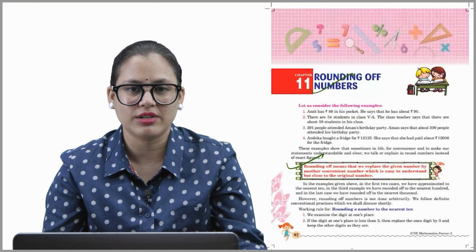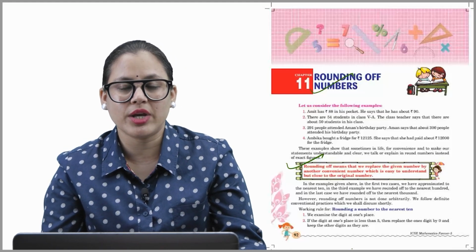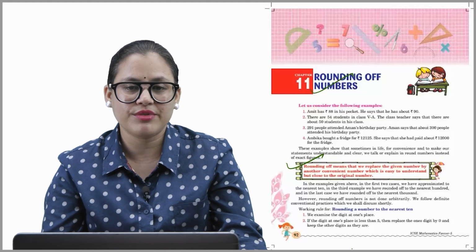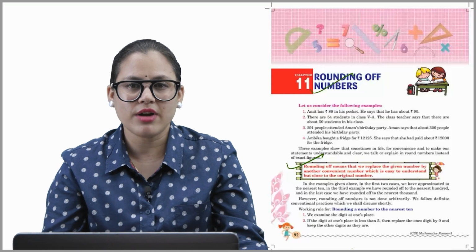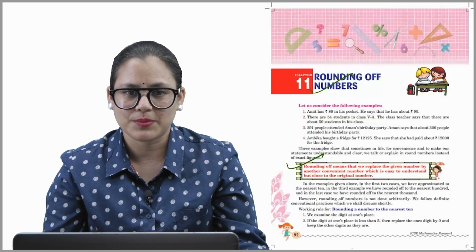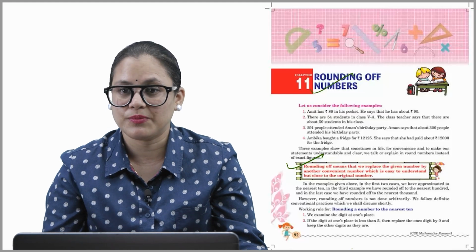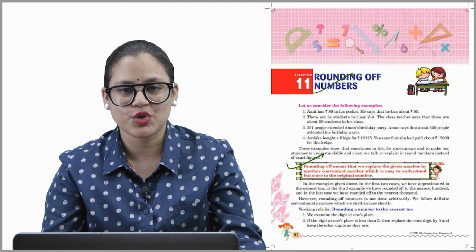to the original number. In the examples given above, in the first two cases, we have approximated to the nearest 10. In the third example, we have rounded off to the nearest 100. And in the last case, we have rounded off to the nearest 1000. However, rounding of numbers is not done arbitrarily. We follow definite conventional practices which we shall discuss shortly.